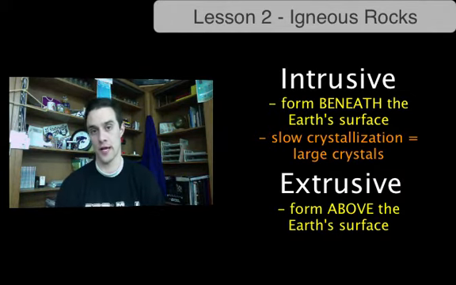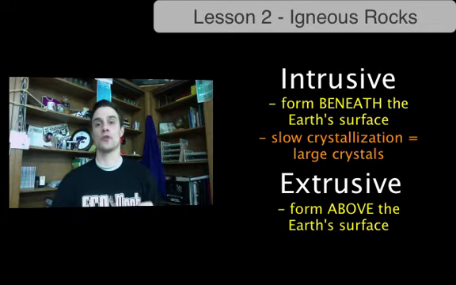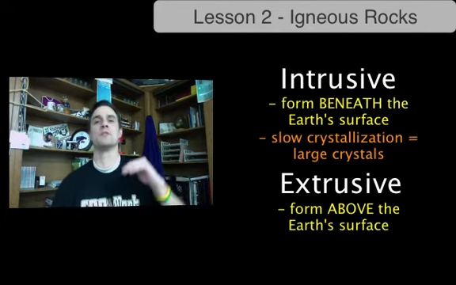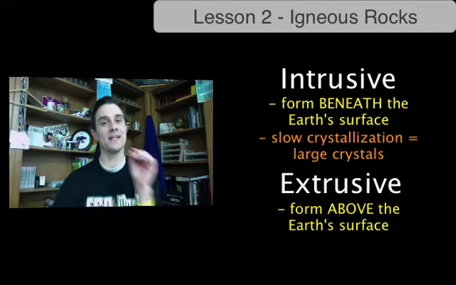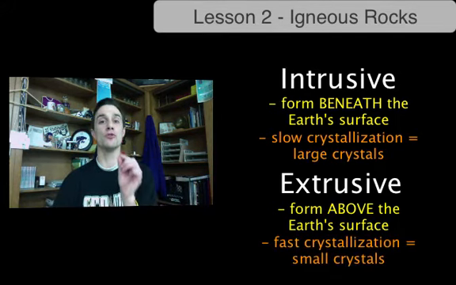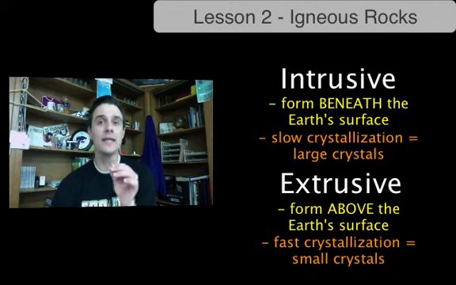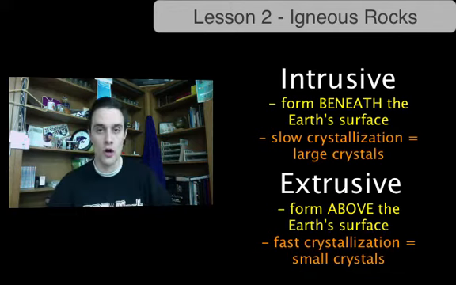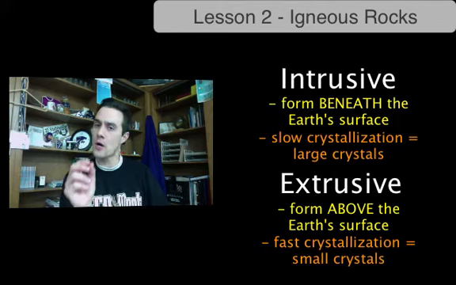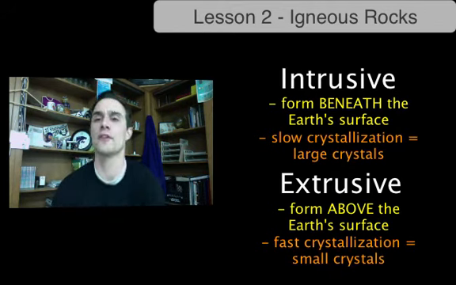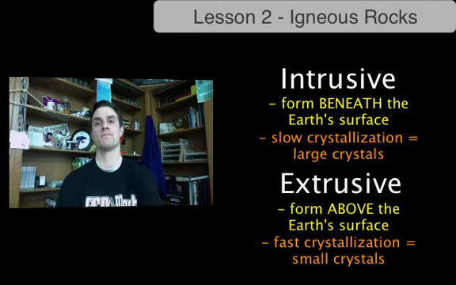Extrusive rocks, on the other hand, form outside of the Earth's surface. The cooling and crystallization happens much faster, and because it happens much faster, those crystal grains cannot expand and grow as large, so they're very fine and small-grained crystals that are found in extrusive igneous rocks.